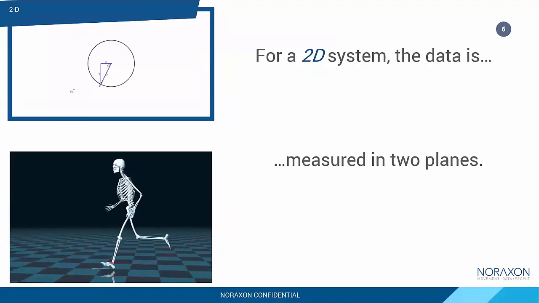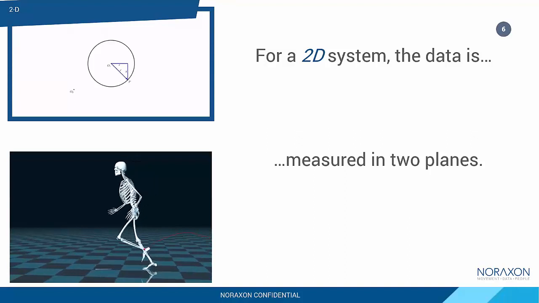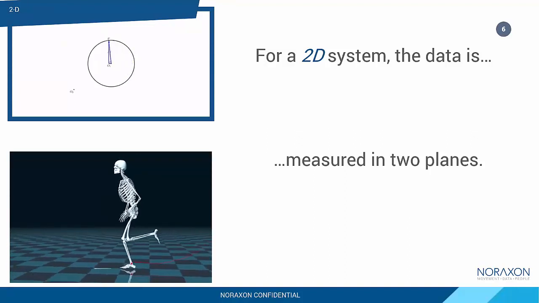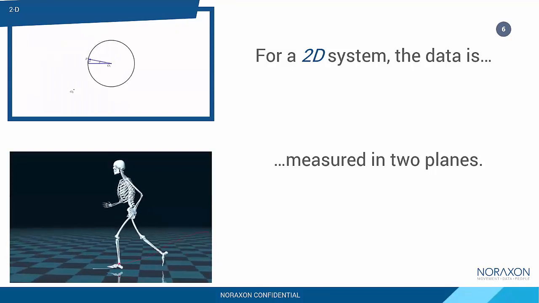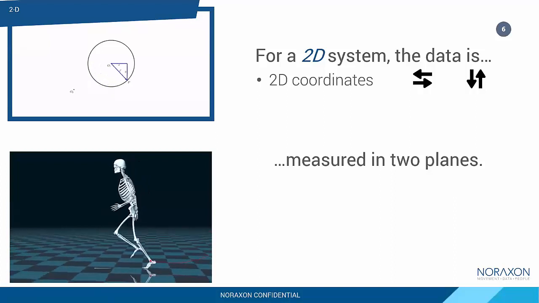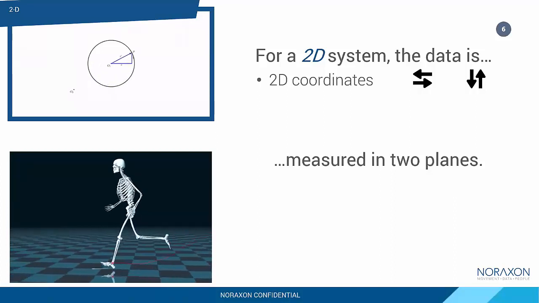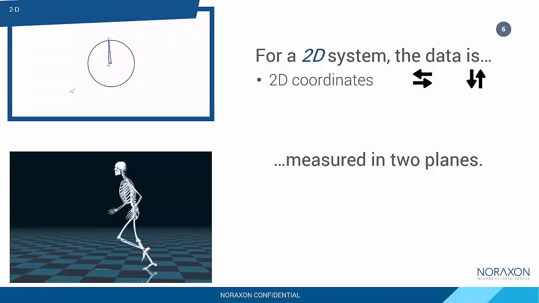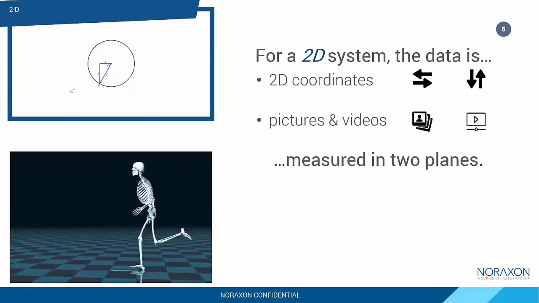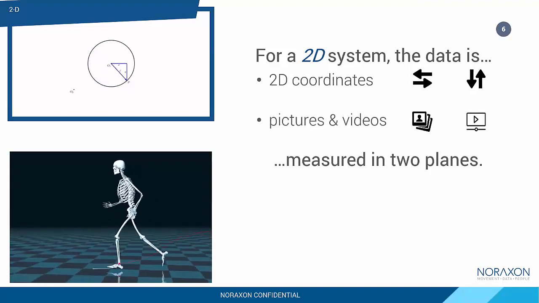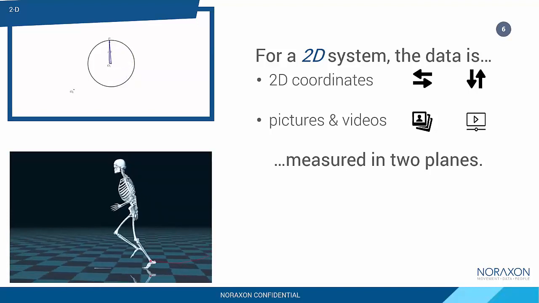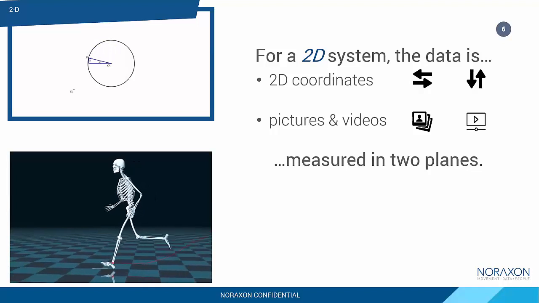For a 2D system, the data is measured in two planes. And what I mean by data is, first, we have 2D coordinates, which provide us access to looking at information side to side, as well as up and down within the frame of the video. And then, of course, we have pictures and videos, which arguably are the most valuable forms of data gathered from a two-dimensional motion capture system.